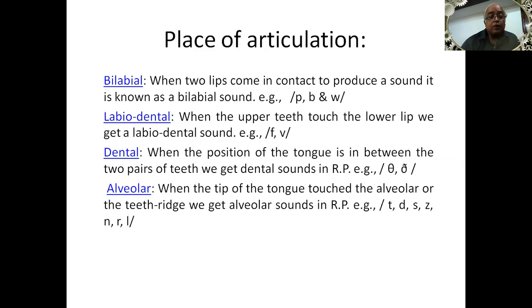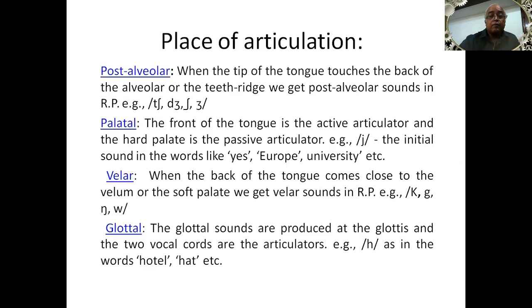Alveolar. When the tip of the tongue touches the alveolar or the teeth ridge, we get the alveolar sounds in RP. T, d, s, z, n, r, l. Then we have the post-alveolar sounds. When the tip of the tongue touches the back of the alveolar or the teeth ridge, we get post-alveolar sounds in RP. For example, ch, j, sh, and zh.